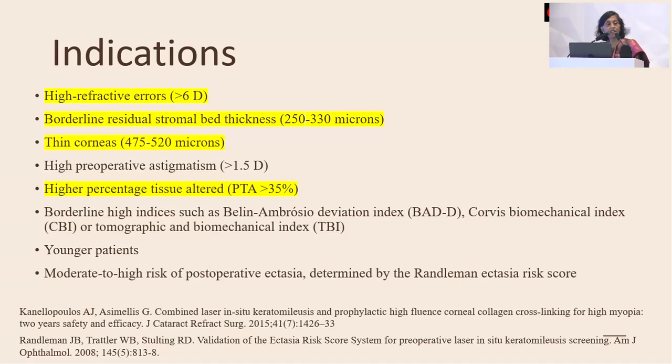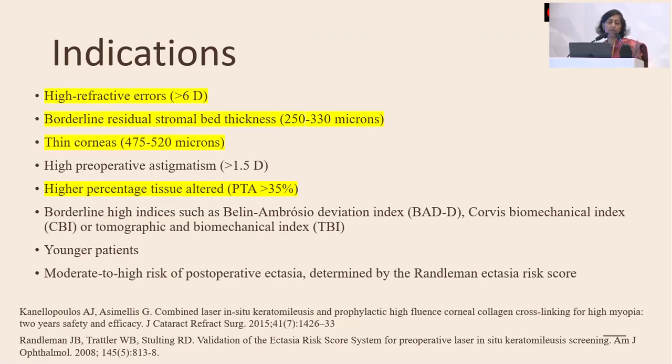So now what are the indications for LASIK Xtra, that is, collagen cross-linking supported corneal refractive procedure? As such, high refractive error is one. Now that is a philosophical point of view. It's not that we do it for every case, and we don't follow that. But in the studies of LASIK Xtra, this was one scenario which was mentioned. Borderline residual stromal bed thickness, again, is debatable whether one should be recommending it for every case.